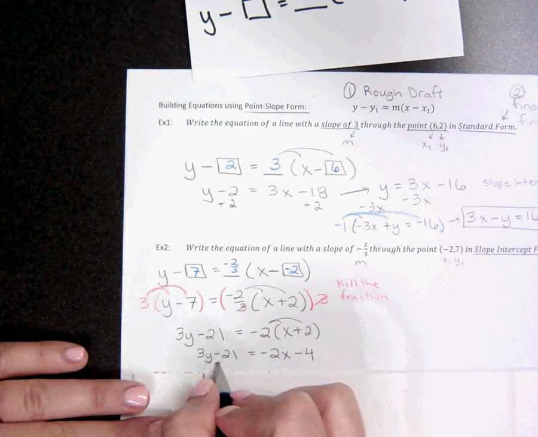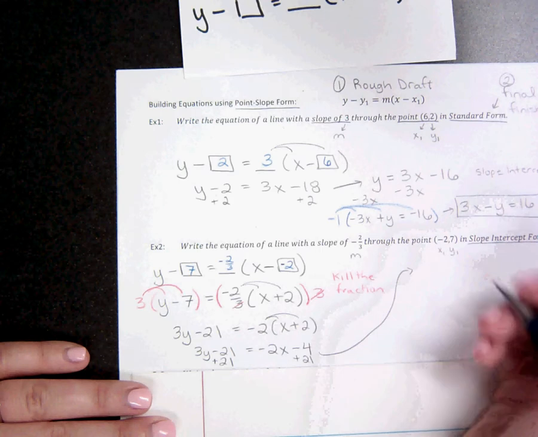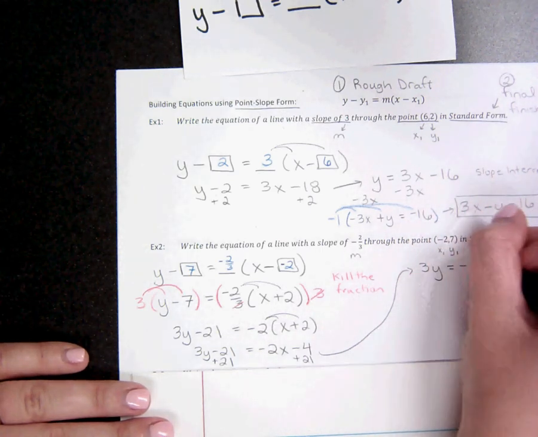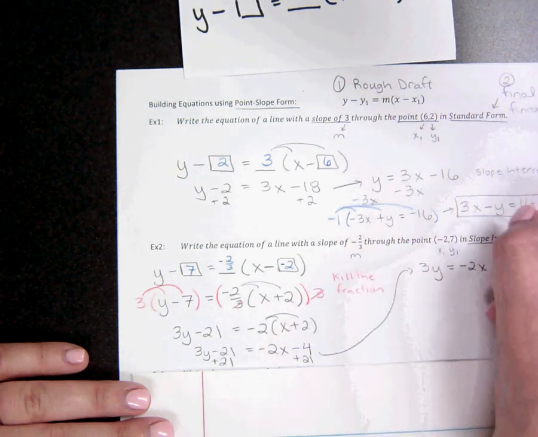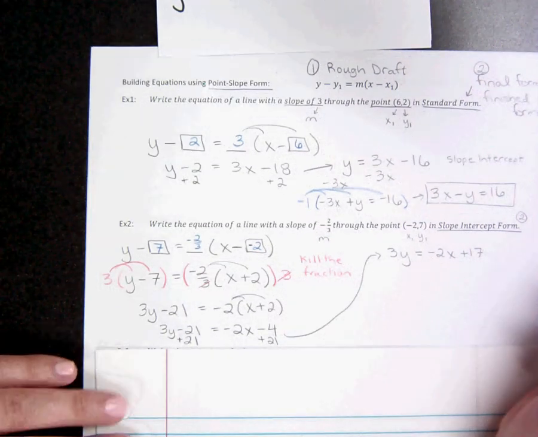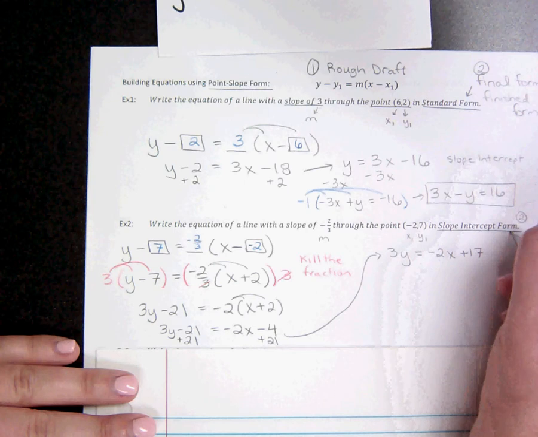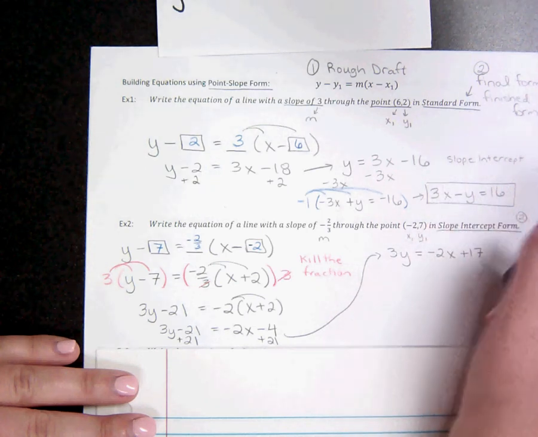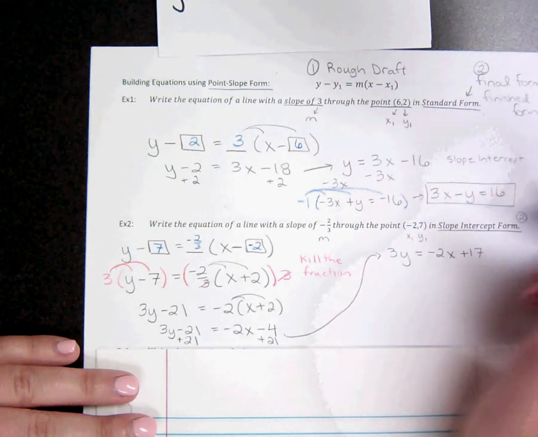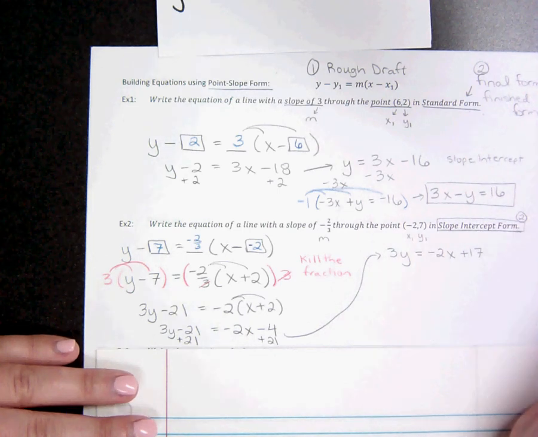From here, we want to move that constant to the right. And that's going to give us 3y equals negative 2x. Negative 4 plus 21 will be plus 17. From here, we want to go back and read what form they want it in. They want it in slope-intercept form, so I'll divide everybody by 3. If they want it in standard form, you can move the 2x to the other side. So you have to go back and read the instructions into what final form they want.